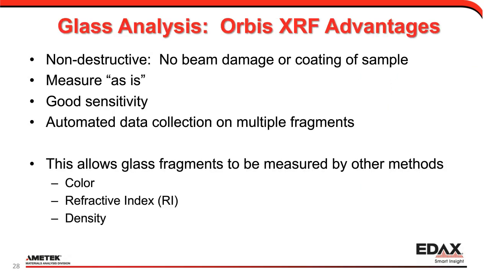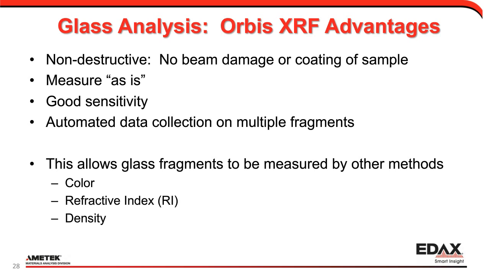The advantages of using the Orbis XRF system for glass analysis: again, it's non-destructive. There's no beam damage. There's no pretreatment that you have to use on the sample, no coating. You can measure the glass fragments or the glass parts as is. You can get good sensitivity on elements from around sodium to berkelium. You can automate the data collection on multiple fragments. And because of the design features that we spoke about before in the Orbis, you can target those fragments accurately.